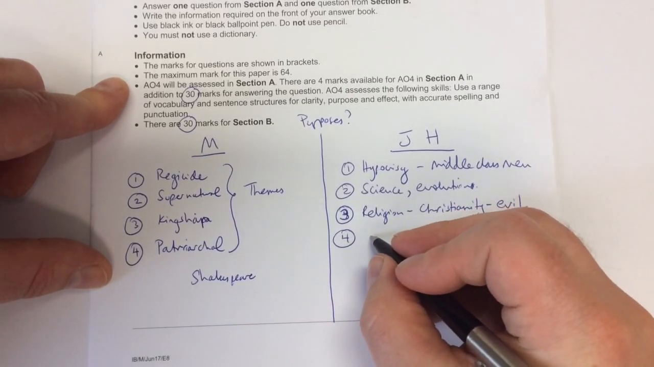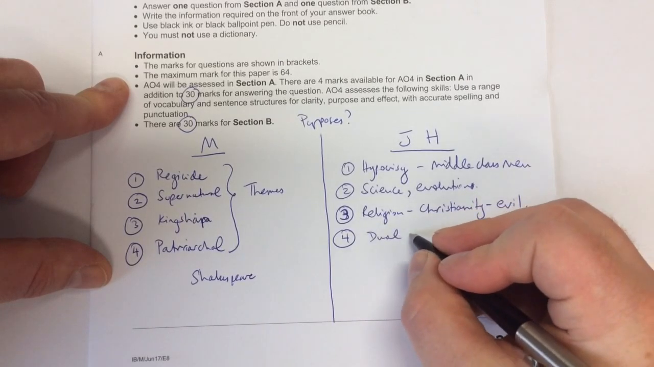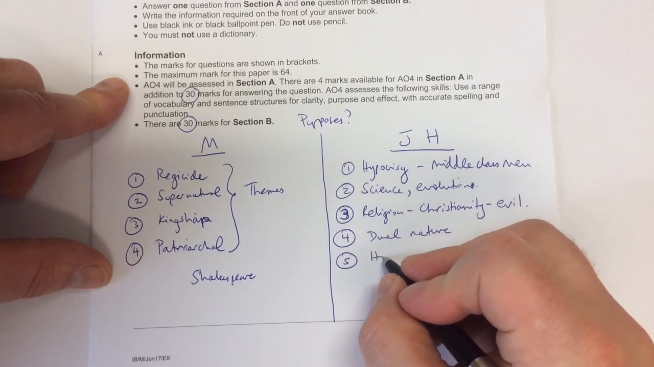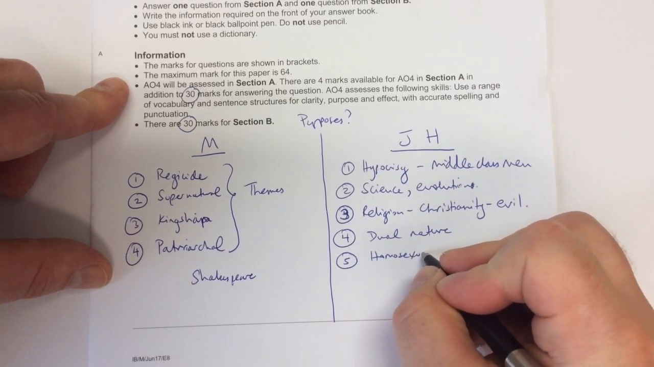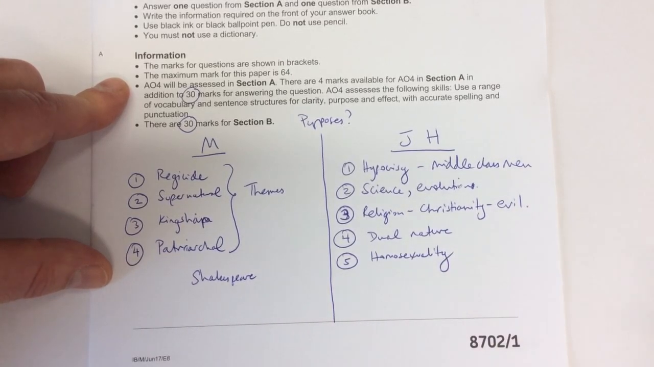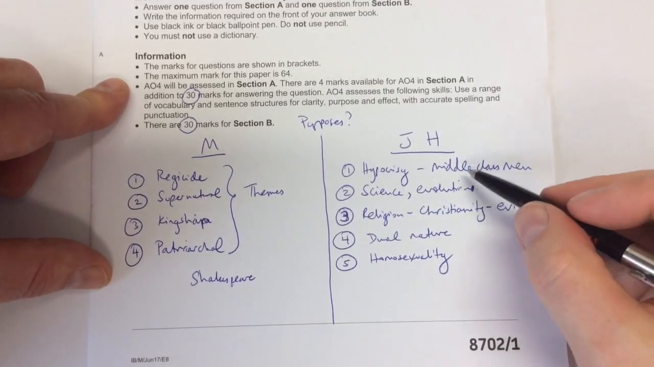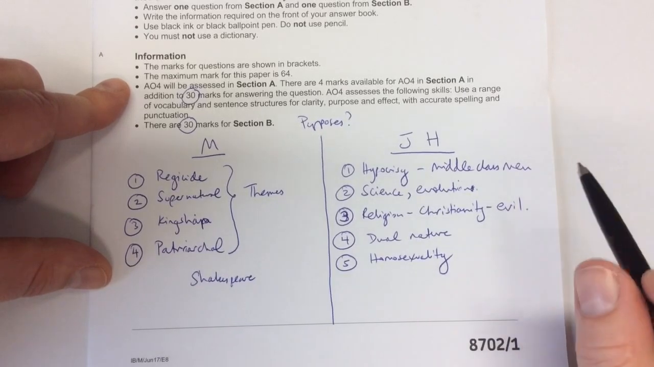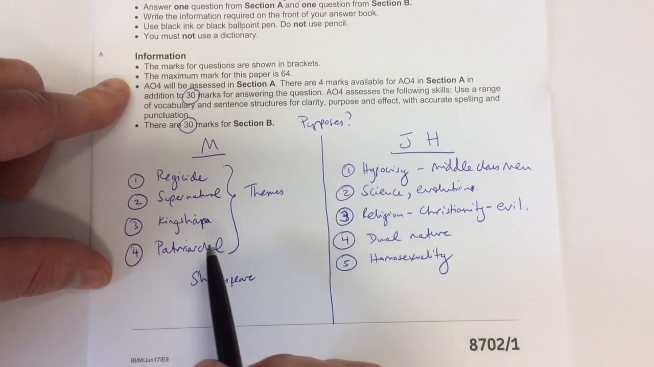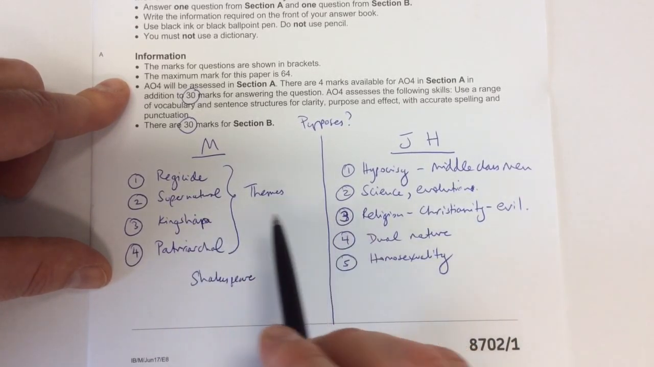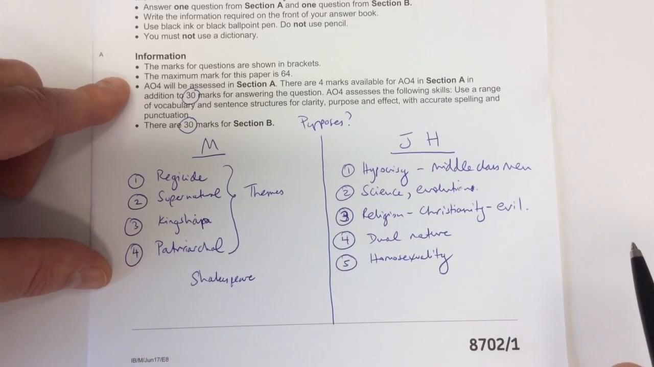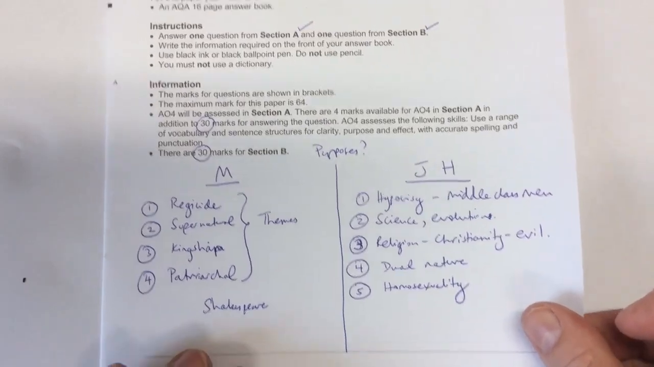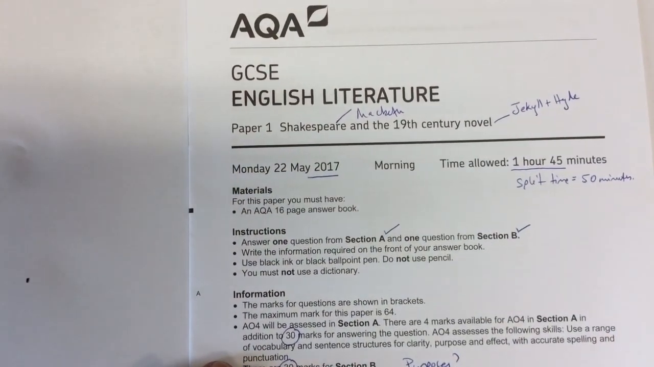You've probably studied the idea of man's dual nature, and if you've been watching my videos you will also know the theme of homosexuality that goes through the novella. And again, it doesn't matter if you haven't studied any of these and your teacher has taught you something different. The point is, before you go in the exam, you've reminded yourself about what sort of features you want to cover. Okay, let's open up the paper and see what it looks like.